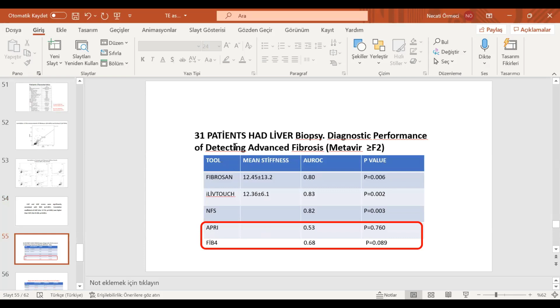So 31 patients had liver biopsy. Diagnostic performance of detecting advanced fibrosis, METAVIR higher than F2. You see here FibroScan and FibroTouch are very reliable. Also, NAFLD fibrosis score is reliable, but APRI and FIB4 are not reliable for diagnosing F2.